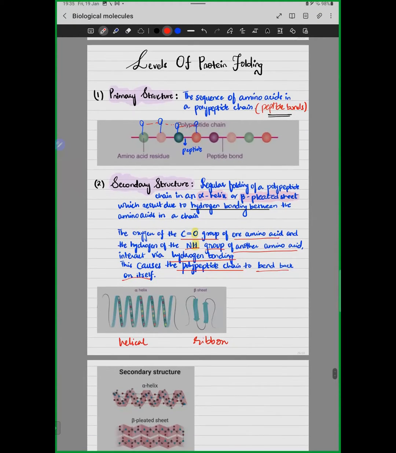When we were talking about the primary structure, we were saying that it is the sequence of amino acids in a polypeptide chain. So the number and type of amino acids and their sequence, how they line up, how they bond and form peptide bonds between them, that basic foundation of a protein molecule is known as your primary structure.